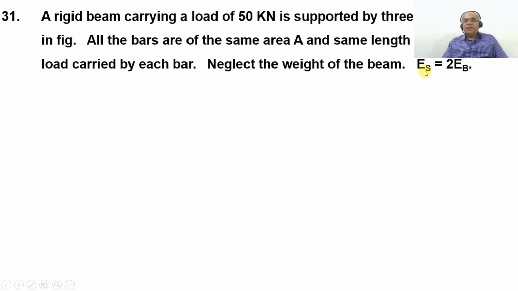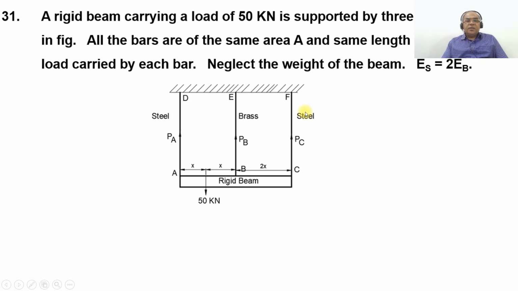Neglecting the weight of the beam, take Young's modulus of steel as equal to 2 times the Young's modulus of brass. So this is the figure, wherein we have ABC, with steel, brass and steel bars. PA is steel, PB is brass, and PC is steel. A rigid beam ABC has the load acting downwards at a distance of x from A, and similarly x from B, and also 2x from PB. So this is the rigid beam, neglecting the weight.